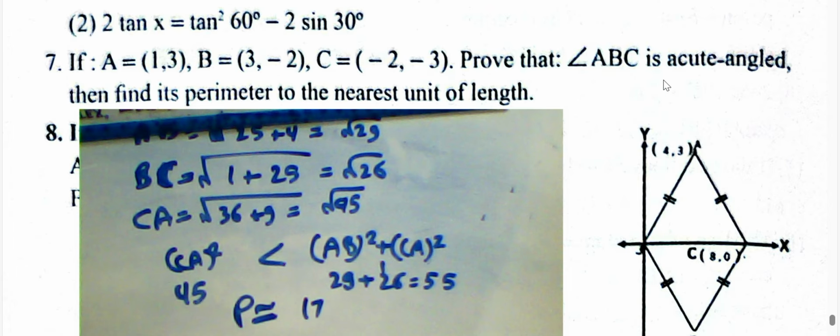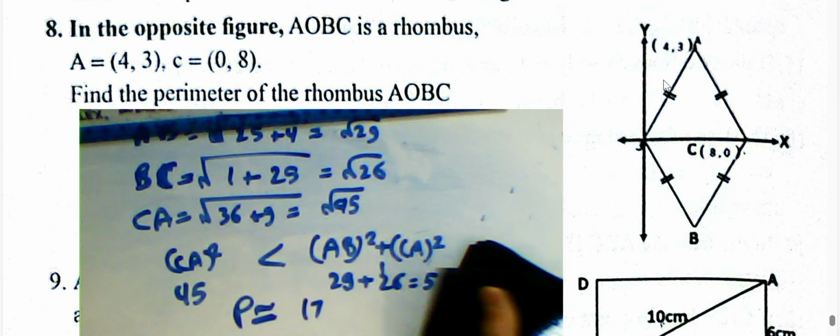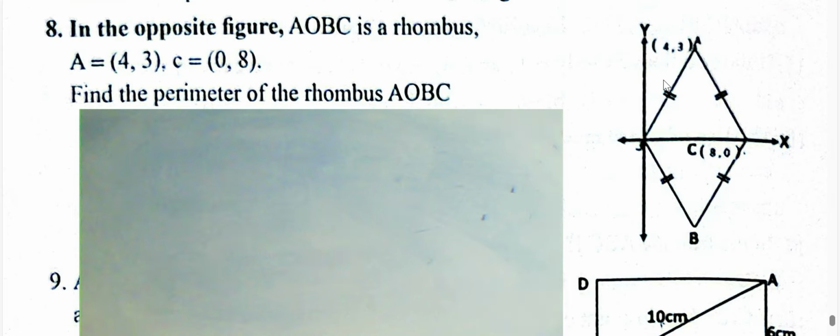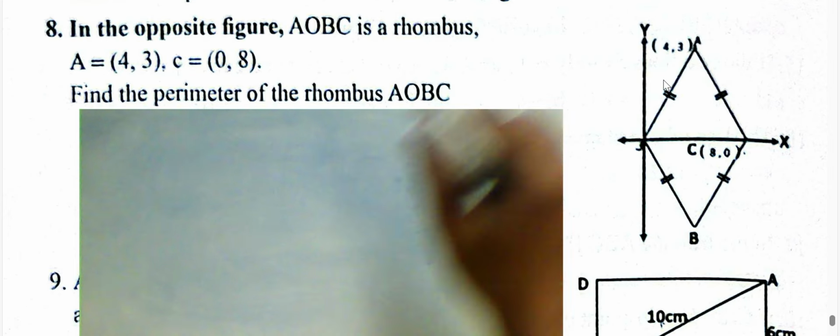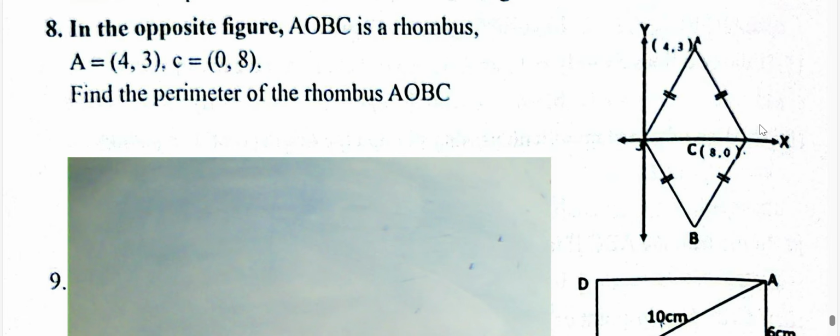Next question. Look at here, 17 units. Okay, my students, next question we have a rhombus. Find the perimeter of rhombus OPC. Look at here, we can find the perimeter by finding the length and then multiplying by 4. Okay, we can find the length of the rhombus. How? We can draw two diagonals.